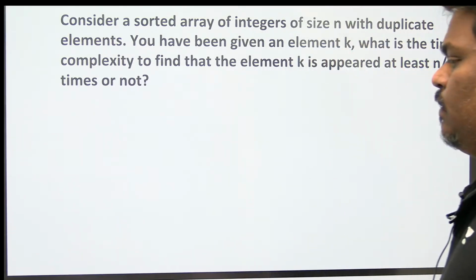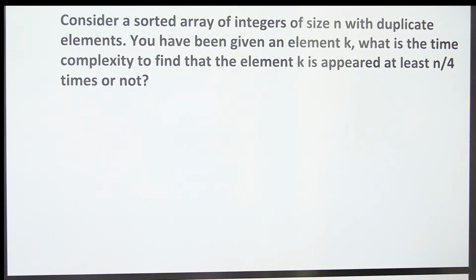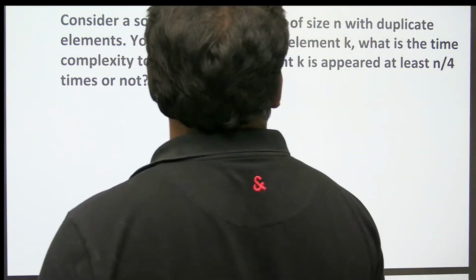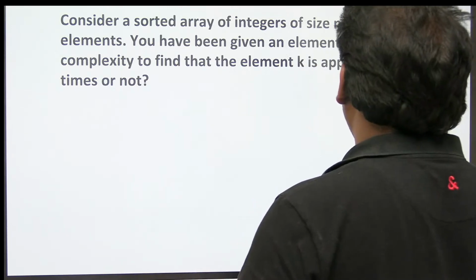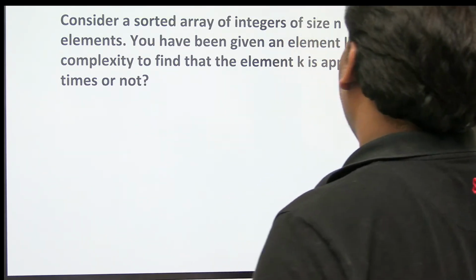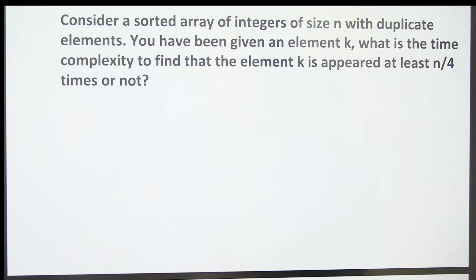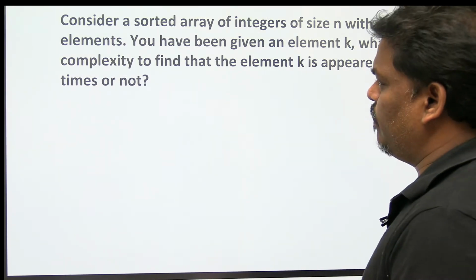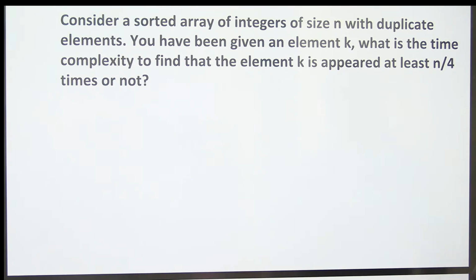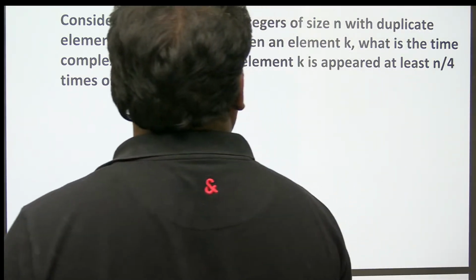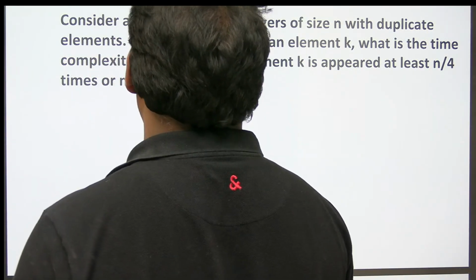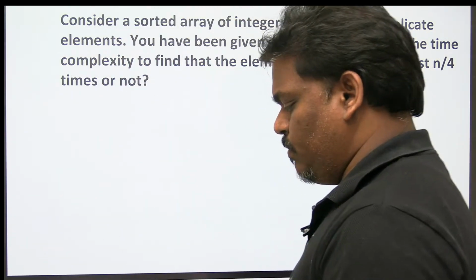Let's see. The first problem: consider a sorted array of integers of size n with duplicate elements. It means it is a sorted array, all are integers, size is n, and duplicates are also there. You have been given an element k. What is the complexity to find whether k appears at least n by 4 times or not? So this is the given problem.